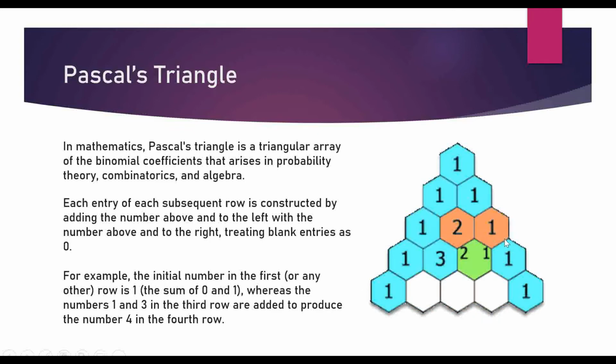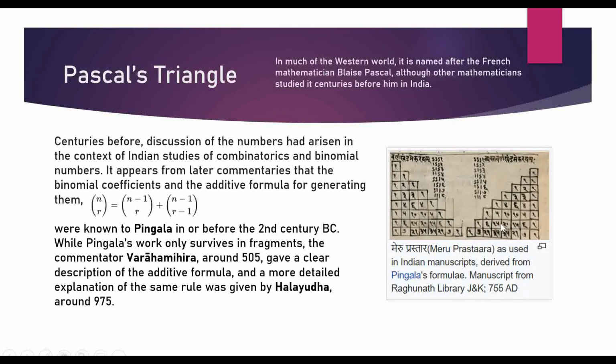Let us also see in brief what is the history of Pascal's triangle. Often in the Western world, it is known after the French mathematician Blaise Pascal. But it is good to know that this particular theorem or this particular formula was known to Indian scientists much before that. So scientists like Pingala, Varahamihira and Halayudha, these guys have detailed and given a formula for generating Pascal's triangle way back. Now given the fact that we know how a Pascal's triangle looks like and what is the formula for generating that, let us get into code and implement this.